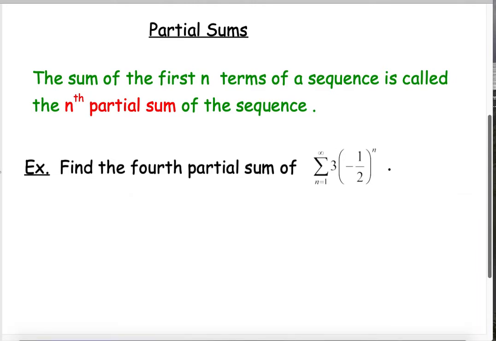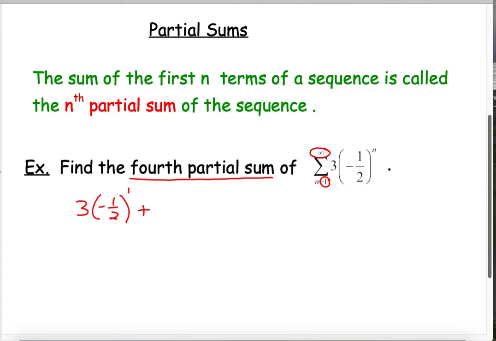Let's say we want the fourth partial sum of this series. Now notice, this series goes from 1 to infinity. So it's an infinite series. It goes on forever and ever. So we want the fourth partial sum. So that just means we want the first 4 terms. So what are we doing? We're starting at 1. So let's plug in 1. We're going to get 3 times negative 1/2 to the first power.